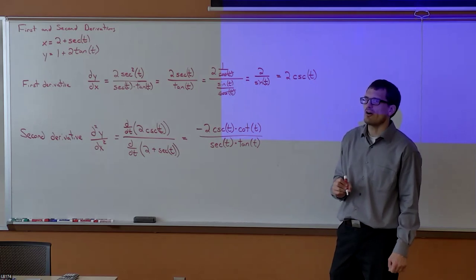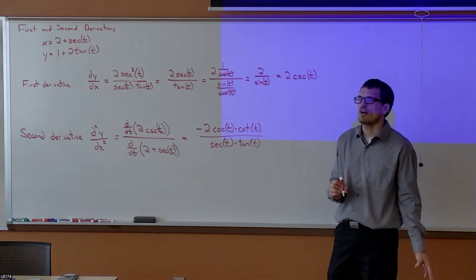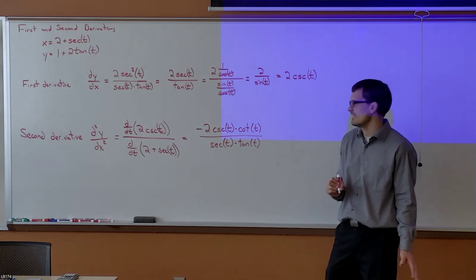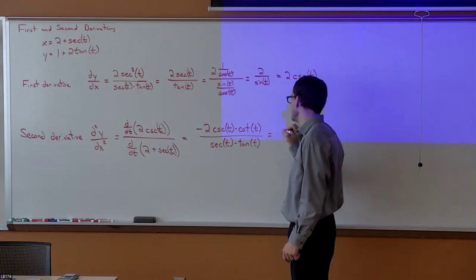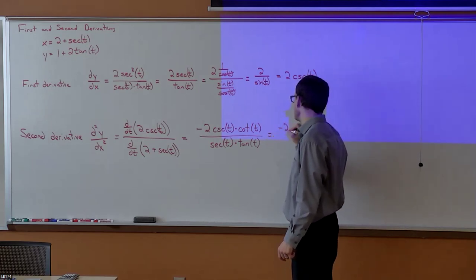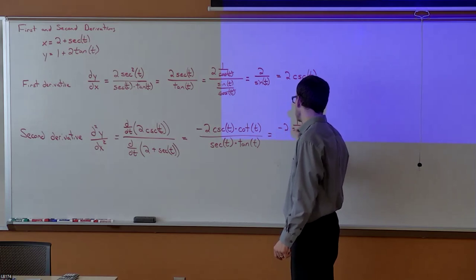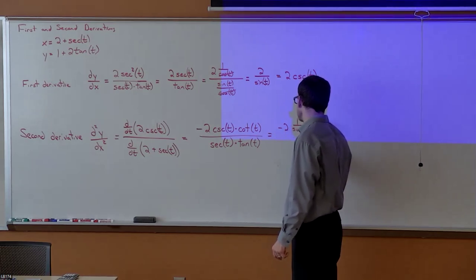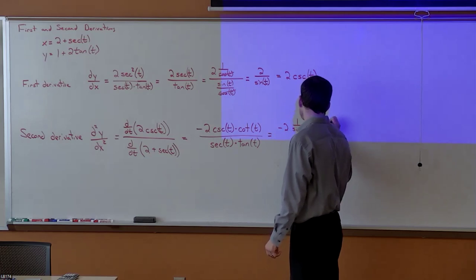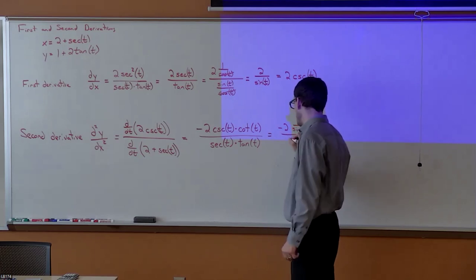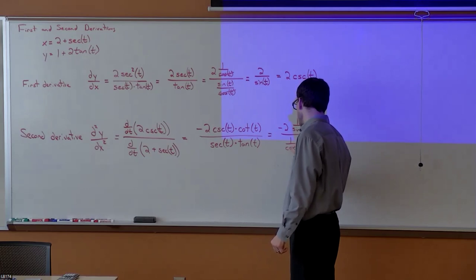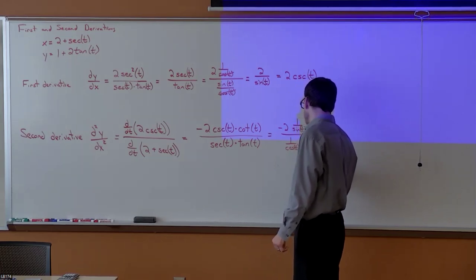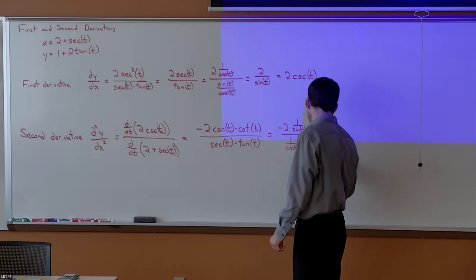Now you can rewrite all this stuff in sines and cosines, and it's probably going to look a little bit neater. So I'm going to go ahead and do that. Negative 2 times 1 over sine times cosine over sine, all divided by 1 over cosine times sine over cosine.